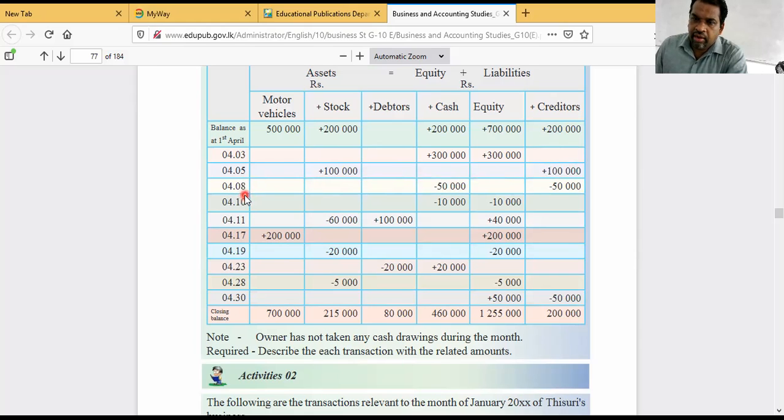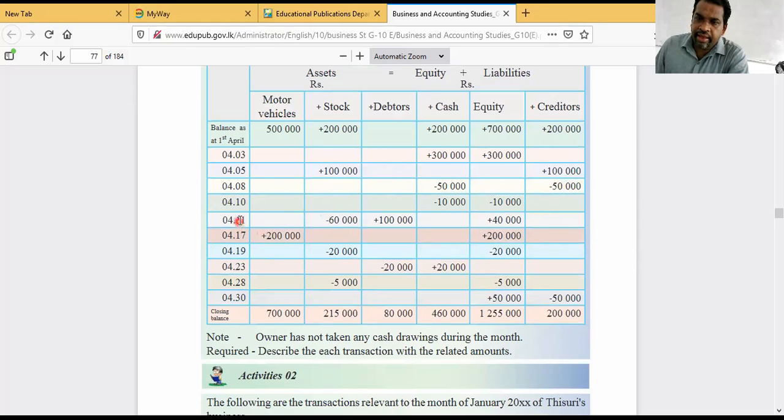Right. The next transaction occurred 8th April. 50,000 minus under cash, 50,000 minus under creditors. You can easily mention the business has paid 50,000 rupees to settle their due amount to the creditors. When you pay money, money goes out, so 50,000 minus under cash. When you pay money to settle creditors' liability, there will be a decrease in creditors.